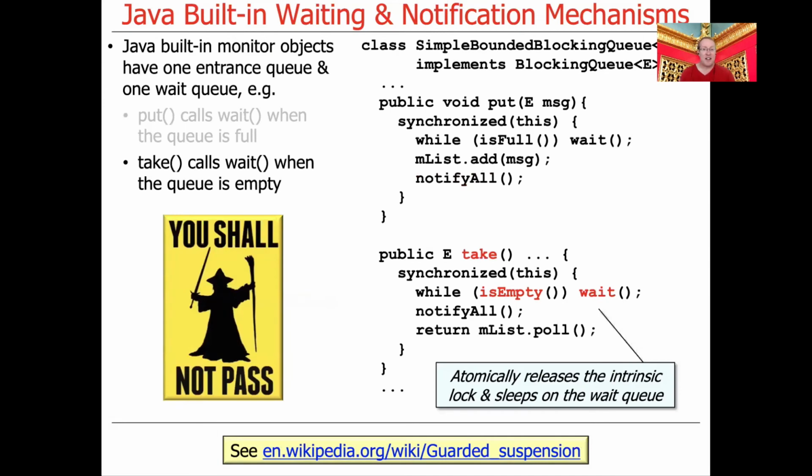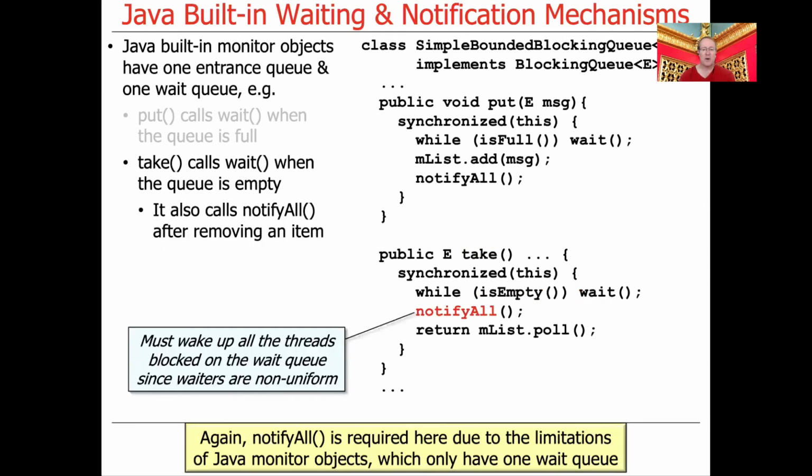The take method is kind of the inverse of put. As you can see here, it calls wait when the queue is empty. And what it'll do is use the same basic monitor object trick. We block on the entrance queue with synchronize this until we get ourselves exclusive access to the critical section. And then while the queue is empty, we have to wait because we're trying to get back an item, and you can't get an item back from an empty queue. So that again will atomically release the implicit lock and then go to sleep on the wait queue.